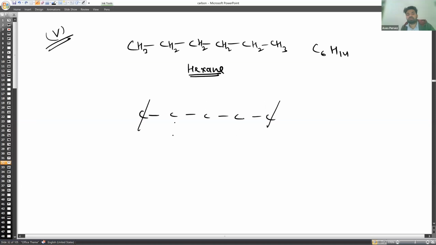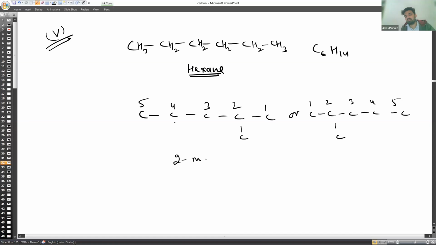If you put it here, it will get the 2 position, and if you put it there, it will also get the 2 position. So they both are the same; they are not considered as different. You can select any one. Numbering is done like this, 1, 2, 3, 4, 5. So the name for this one is 2-methyl pentane, and here is also 2-methyl pentane.